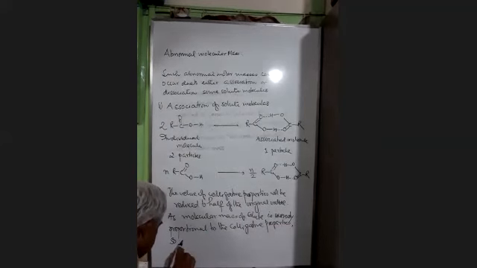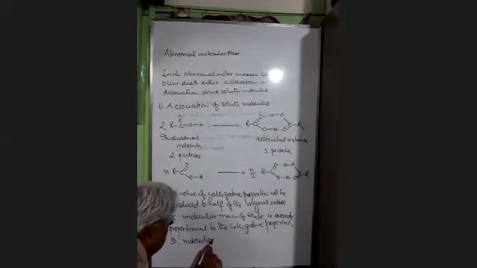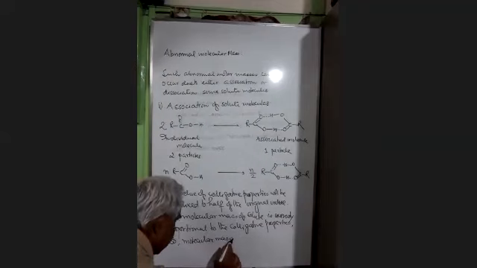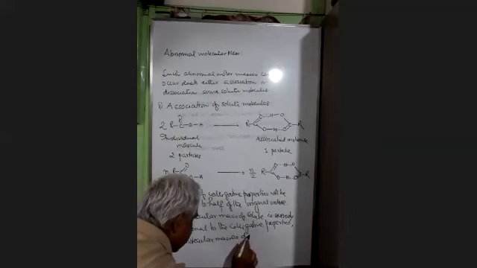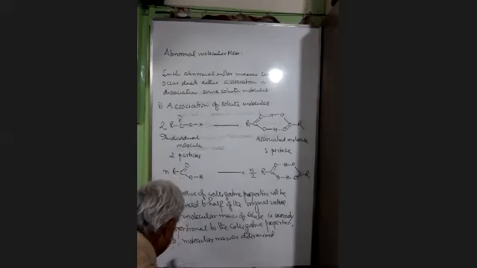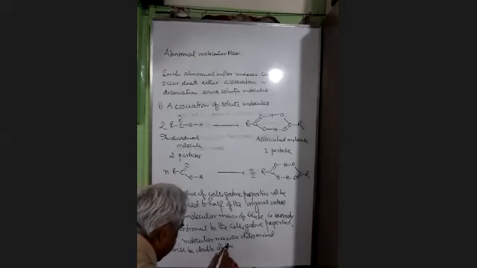So, molecular masses determined will be double of the original. This is for carboxylic acid.